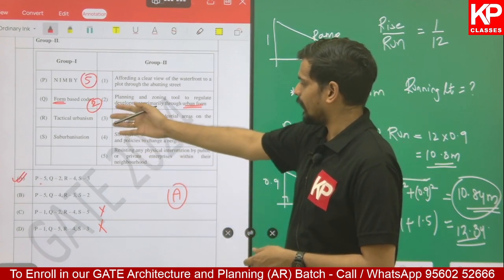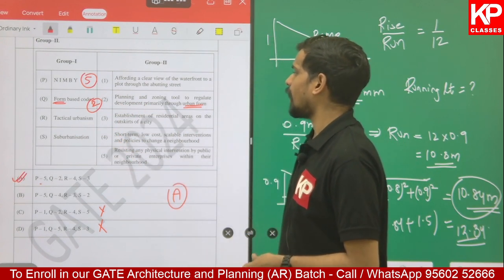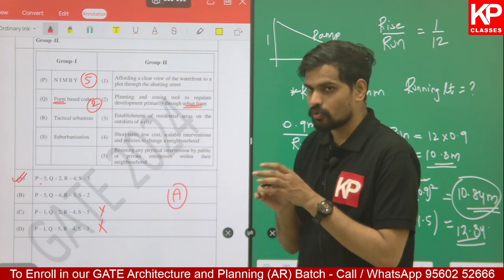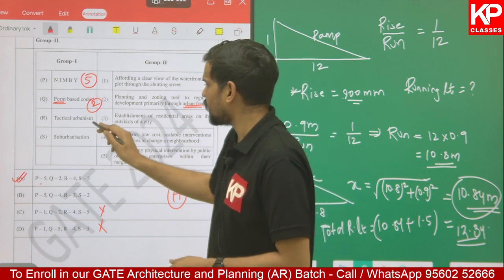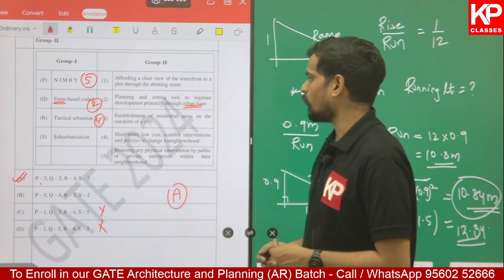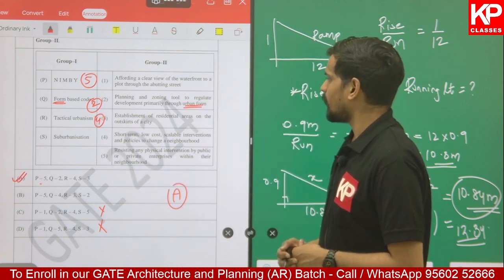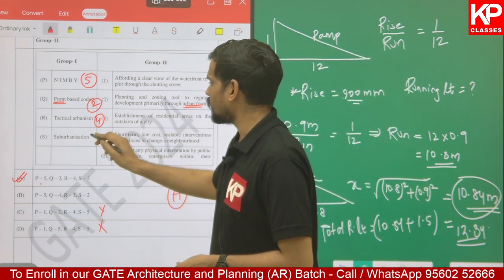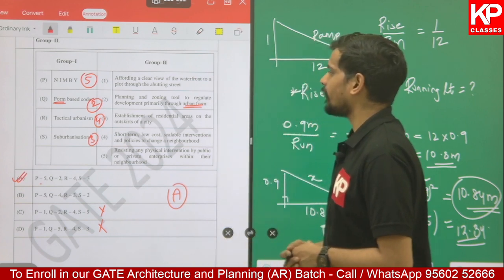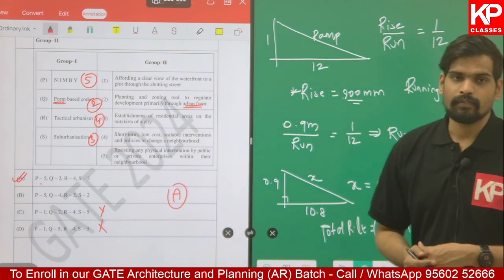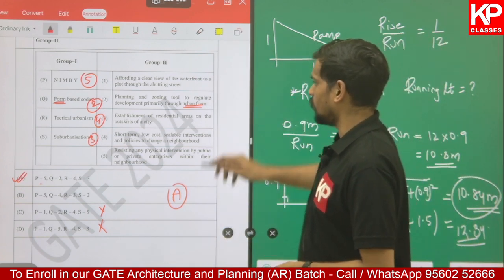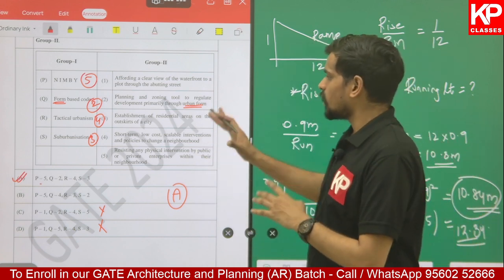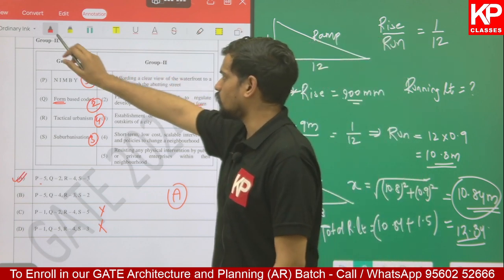You can look into the remaining aspects also. Tactical urbanism is defined as short-term, low-cost, scalable interventional policies to change a neighborhood, used in urban design generally. That is tactical urbanism, point 4. Then you have suburbanization, which is the establishment of residential areas in the outskirts of a city. That is point 3. So 5, 2, 4, 3. Option A will be the appropriate answer for this question.